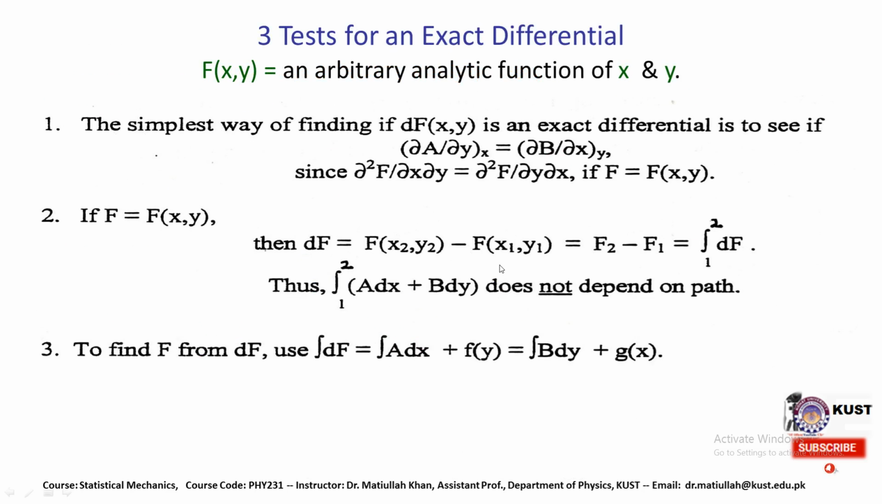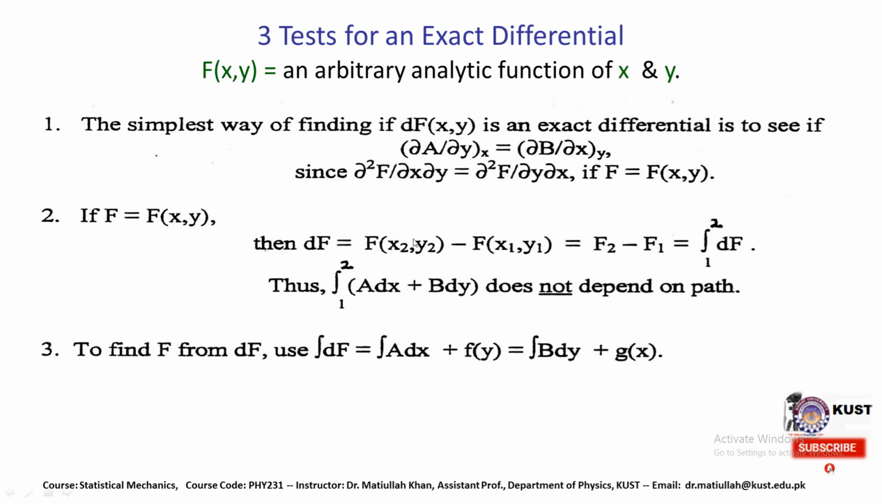So we can have the change, that is f of x2 y2 minus f of x1 y1, which should be equal to f2 minus f1, or we can take the differential between 1 and 2 of df. Thus the definite integral from 1 to 2 of a dx plus b dy does not depend on path, so it's independent of path.